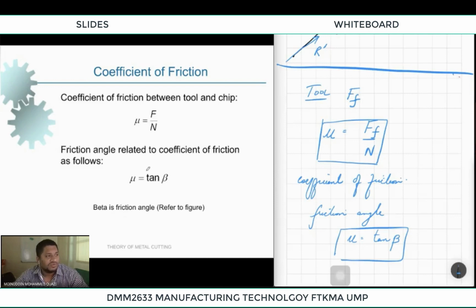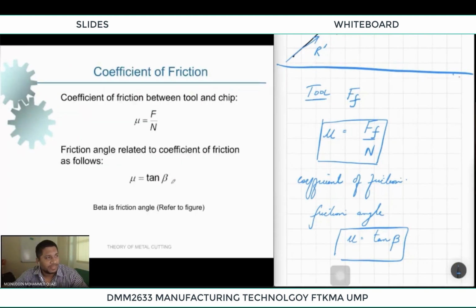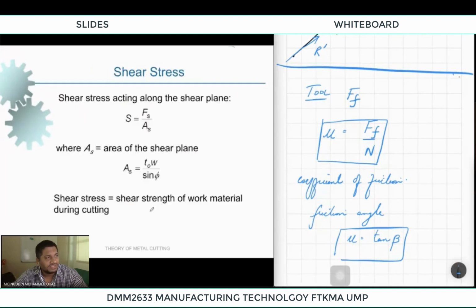If you want to visualize what beta is, we go back, and you can see the angle between the friction force and the normal force Fn. The angle between the normal force and the resultant is called beta, and this is called the friction angle. Okay, let's move forward. Refer to the figure previously.